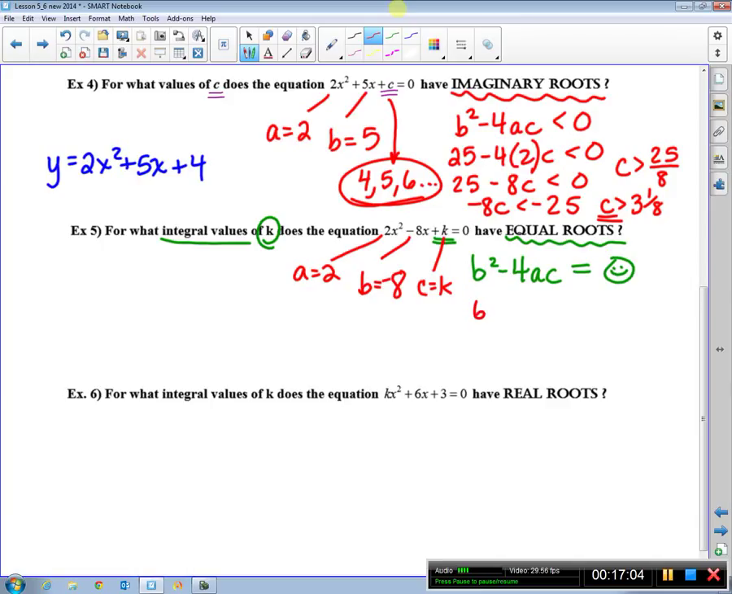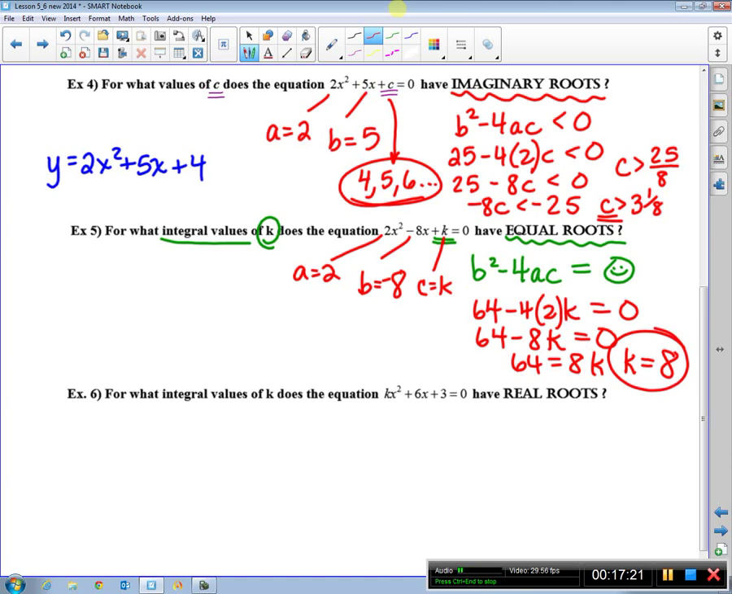So -8 squared, positive 64. So we've got 64 minus 8k equals 0. 64 equals 8k, and k is 8. Well, that means that this parabola, substituting in 8, should do what? What should this picture look like? Should hit just once. So let's go ahead and put that in.